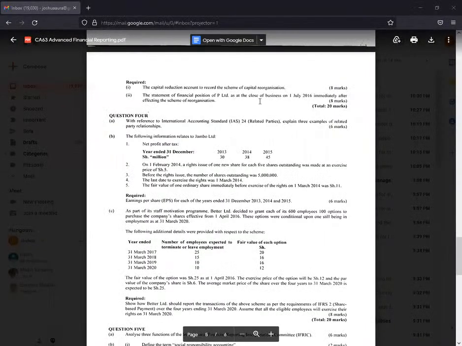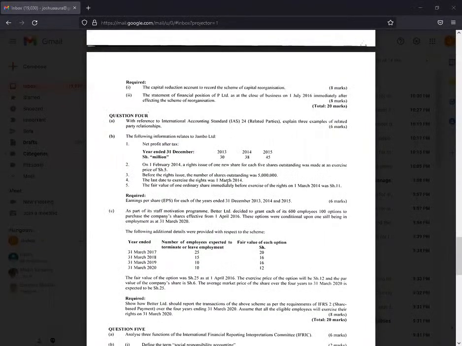Here we are. If you look at this, we have the reportable net profit after tax. 2013 is 30, 38, 45. So here we have 30, then we have 38, and then lastly we have 45. Now this question, does it make any mention of the profit attributable to non-controlling interest? Do we have non-controlling interest really here?